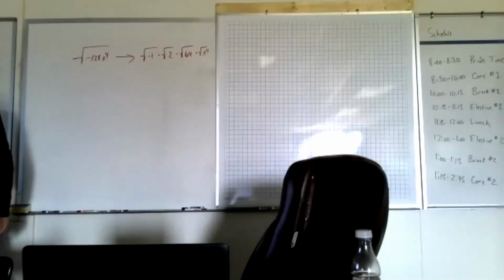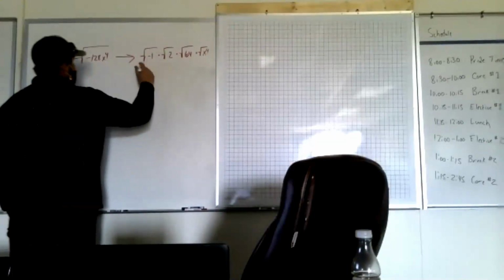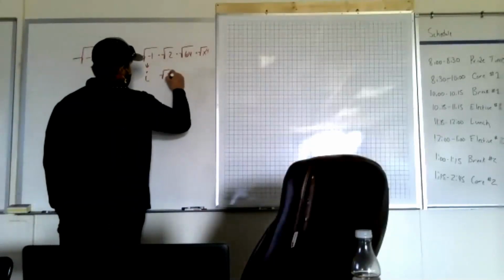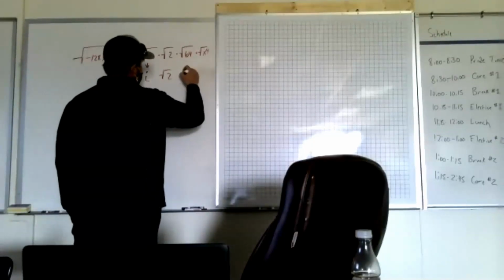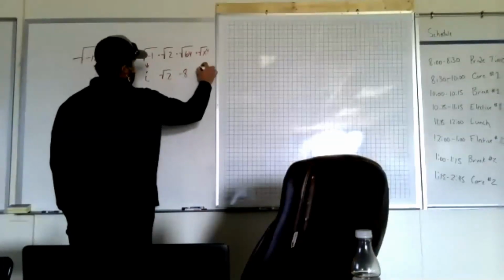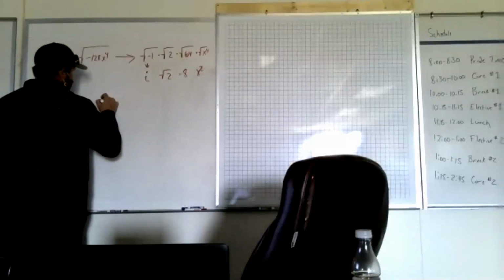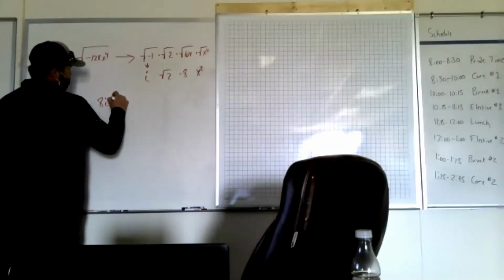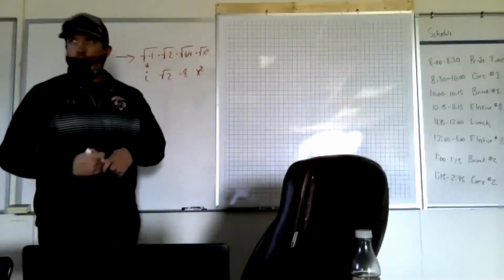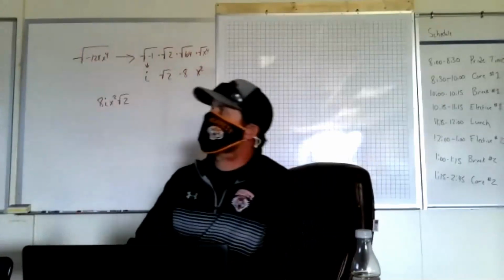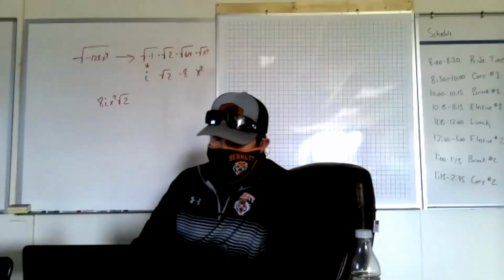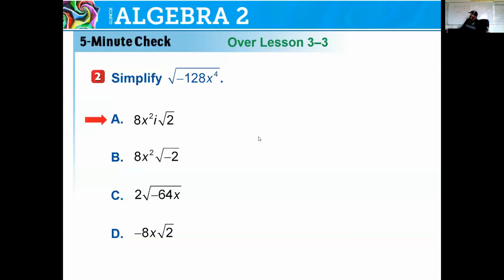Okay, what that leaves you is the square root of negative 1 is going to be i. The square root of 2 can't be touched, it doesn't change because it's prime. The square root of 64 is 8. The square root of x to the fourth is x squared. So on the outside, we'll have 8i times x squared, square root of 2. And that's because we can't touch the square root of 2.